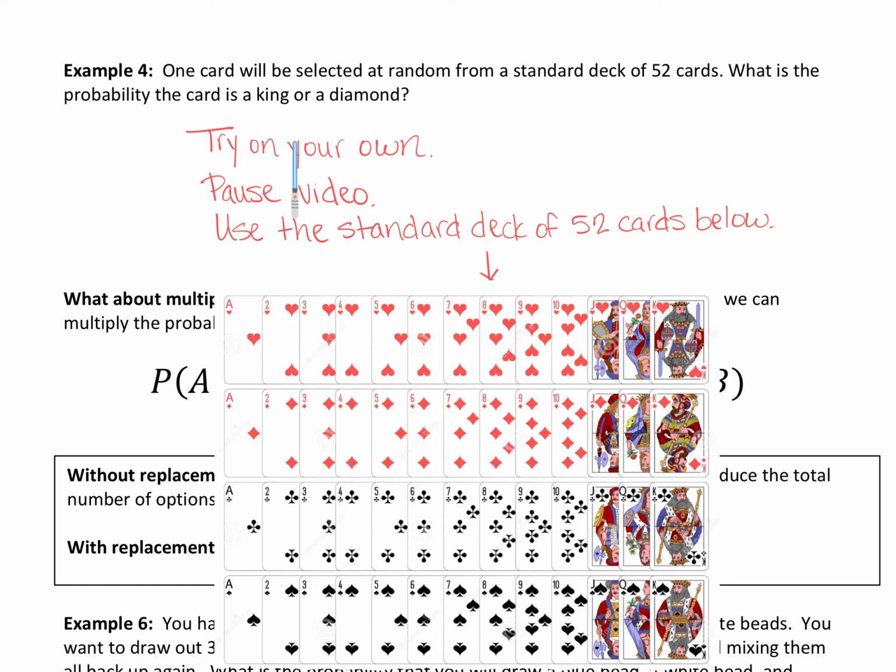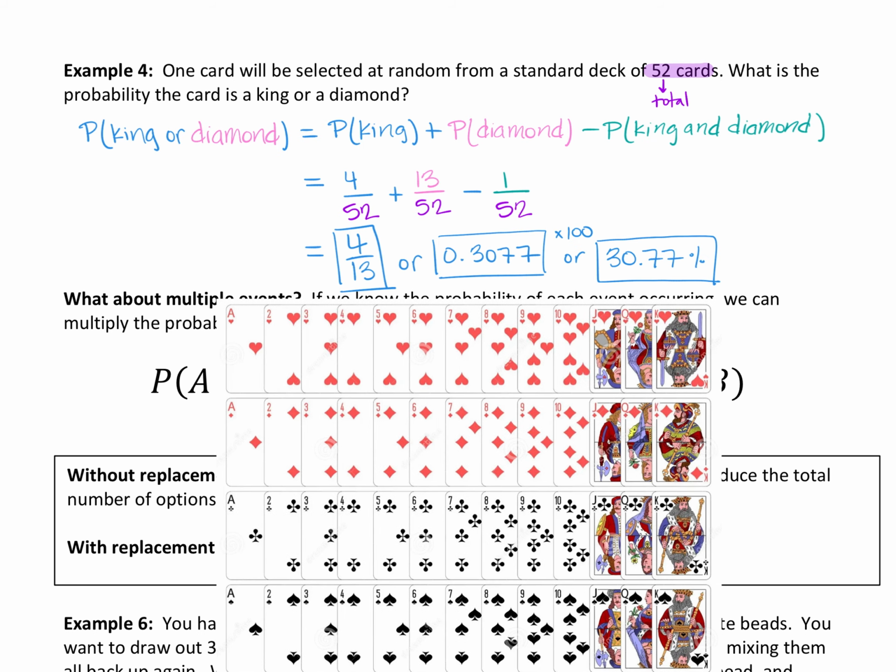Try this example on your own, then come back to check your answer. Go ahead and pause the video now. All right, there are four kings, so that probability is 4 out of 52. There are 13 diamonds, so that probability is 13 out of 52. And there's one king and a diamond card, so 1 out of 52. And these are the different answers.